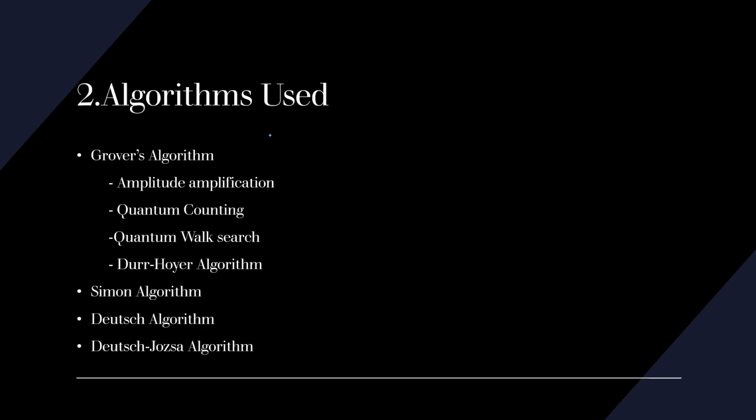Now, what algorithms are basically used in quantum search? First is Grover's algorithm, then Simon's algorithm, Deutsch's algorithm, and the Deutsch-Jozsa algorithm. There are other algorithms which follow Grover's algorithm, that is amplitude amplification, quantum counting, quantum walk search, and the Durr-Hoyer algorithm. Now, the most fundamental and most important algorithm is Grover's algorithm. Let's talk about Grover's algorithm.